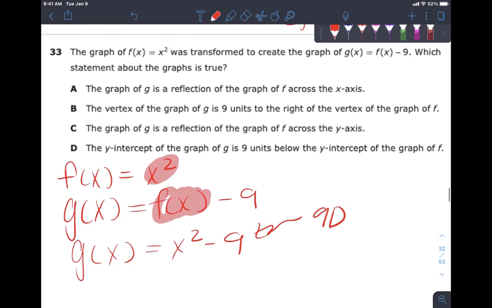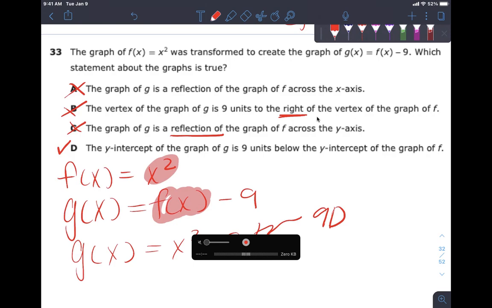So I can look at this and say, all right, the graph of g is a reflection. We didn't see anything about that. The vertex of the graph is 9 units to the right. We didn't say anything about that. The graph of g is a reflection. Didn't say anything about that. The y-intercept of the graph g is 9 units below the y-intercept of graph f. Yes, that is certainly correct. So the answer choice is D.